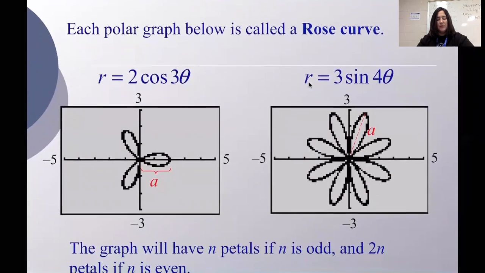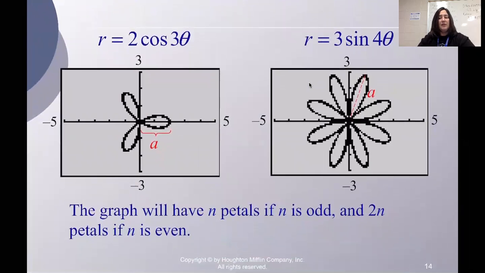Here's your rose. So there's a couple things with this. When you're talking about the rose, notice it says the a value. The a value is how far out that petal is going to go. So if you look at the first one, it says r equals 2 cosine of 3 theta. That 2 is the length of the petal. Same thing with the other one, except it's 3.